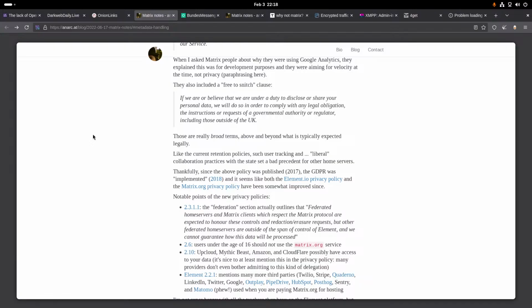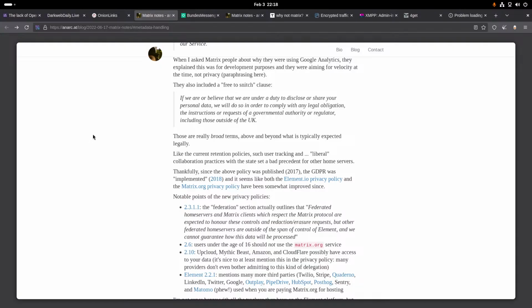Paraphrasing here. This also includes a free to snitch clause. "If we believe that we are under a duty to disclose or share your personal data, we will do so in order to comply with any legal obligation or the instructions of a requested government authority or regulators, including outside the UK." Those are really broad terms, above and beyond what is typically expected legally, like the current retention policy, user tracking and liberal cooperation practices with the state. They set a bad precedent for other home servers.